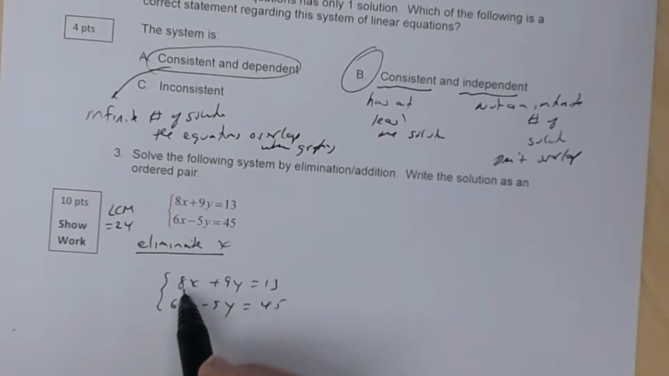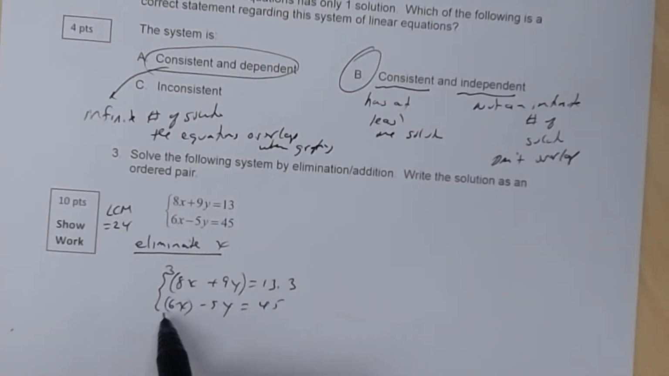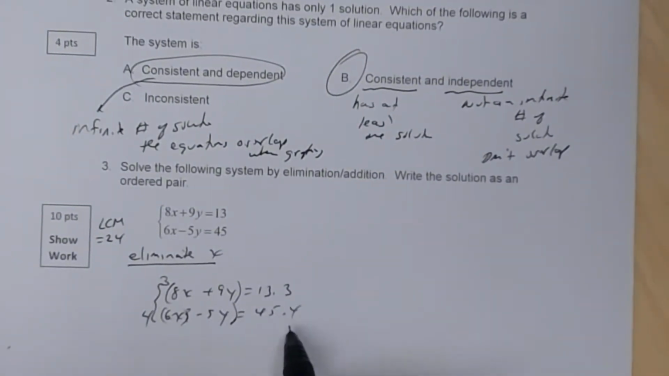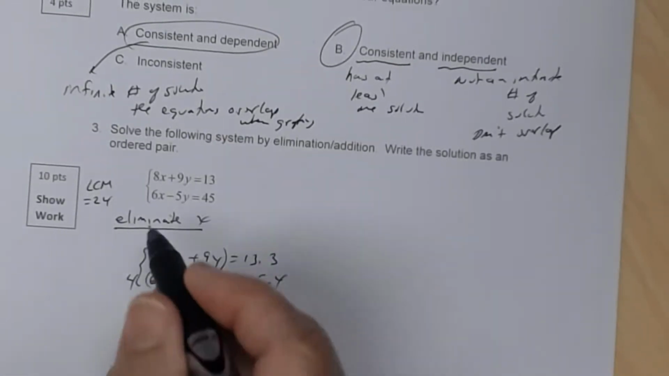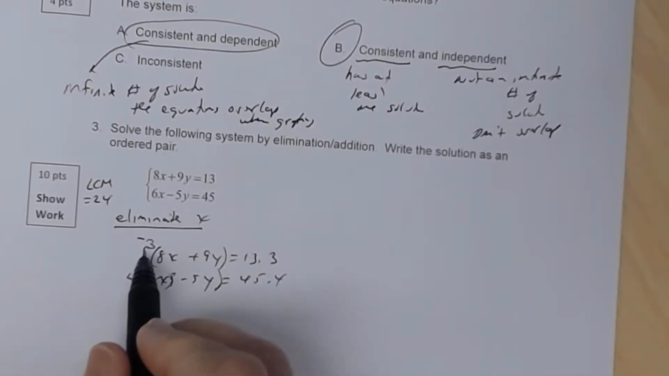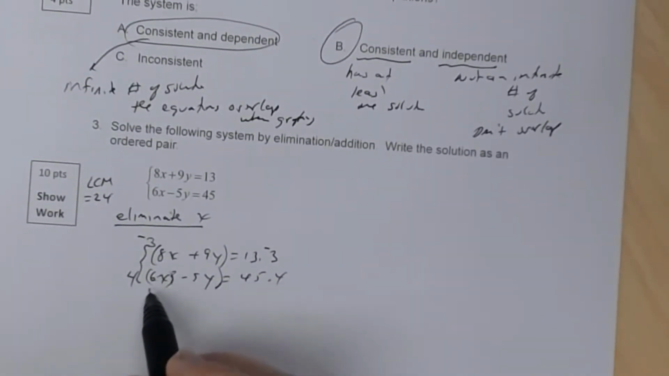So in order to get a 24 here, I have to multiply both sides by 3. So I'm going to say times 3, times 3. And then over here, I'm going to have to multiply both sides by 4. But keep in mind that when I distribute, this is going to be 24x and this is going to be 24x as well. So I've got to make one of these negative. It does not matter which one. I'm going to do this one. So I'm going to multiply this by -3 and this by -3. Okay? All right, so now let's distribute.